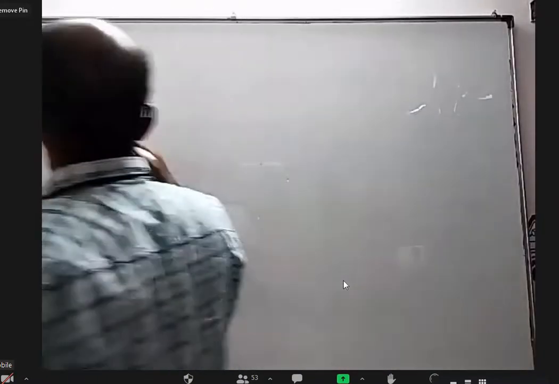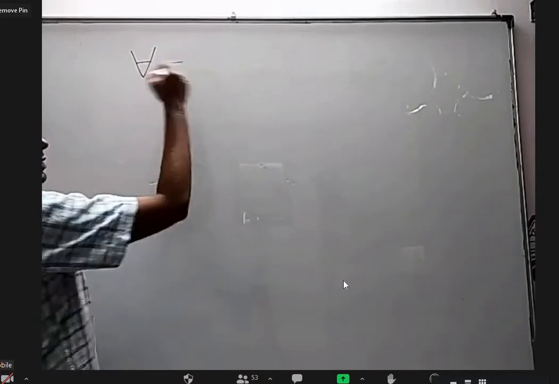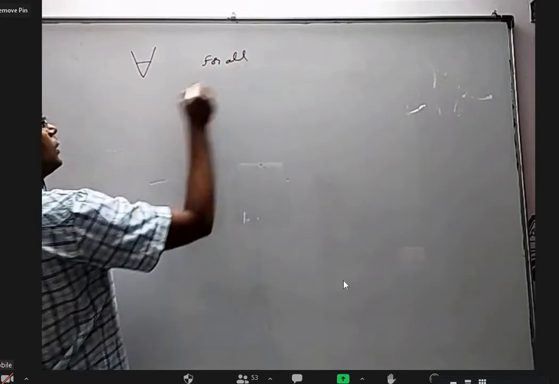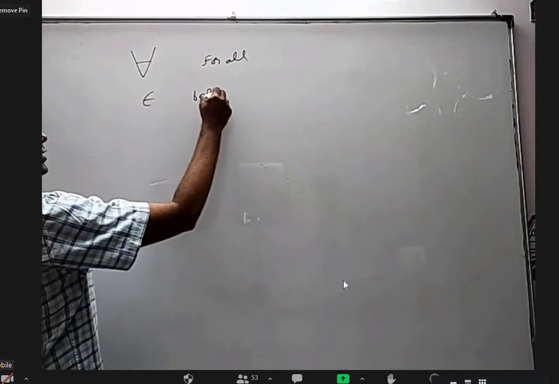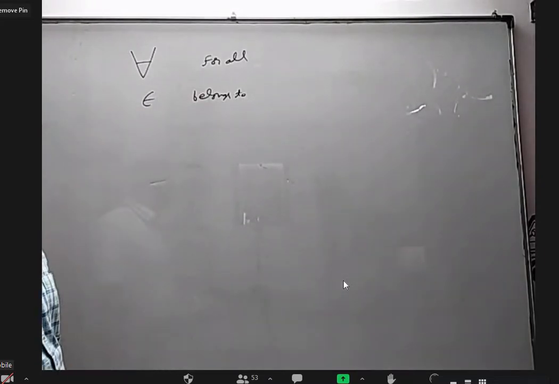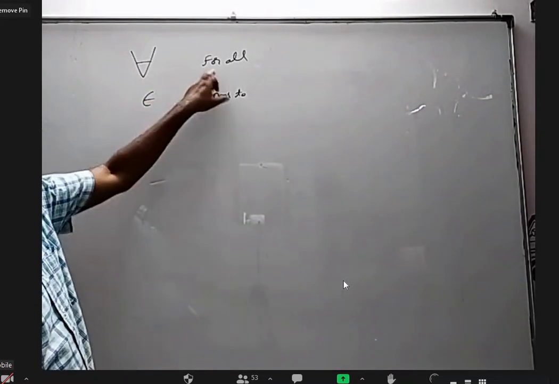If you take the capital letter A and reverse it like this, it is a symbol we sometimes use. We have to read it as for all. Like you write this as belongs to, you read it so. Like that, this you should read as for all.